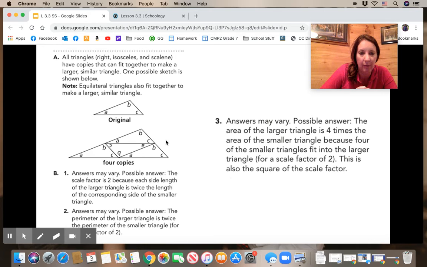A lot of you probably did the scale factor of 2 because that would be the first one you would have seen. The scale factor of 2 because each side length is double the length of the corresponding side. And in B2, you answered the perimeter should have been twice the perimeter of the smaller. And in B3, again, the area is 4 times the smaller triangle because four smaller triangles make one bigger triangle.